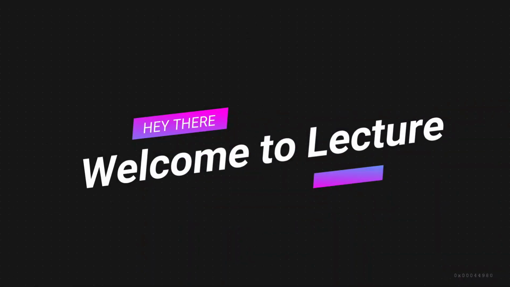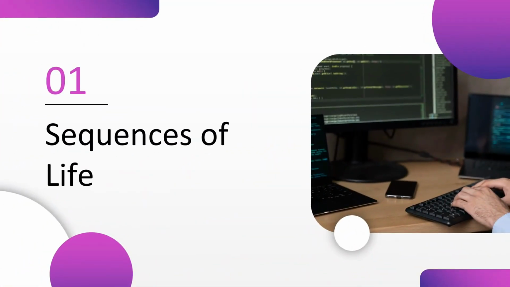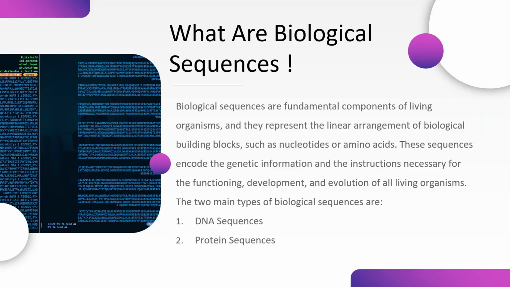So using Biopython, we can deal with biological sequences such as DNA, RNA, and protein sequences. So what are biological sequences, you may ask? Biological sequences are fundamental components of living organisms. They represent the linear arrangement of the building blocks, since our body is made up of nucleotides and amino acids. Their sequences encode the genetic information and the instructions necessary for the functioning, development, and evolution of all living organisms.